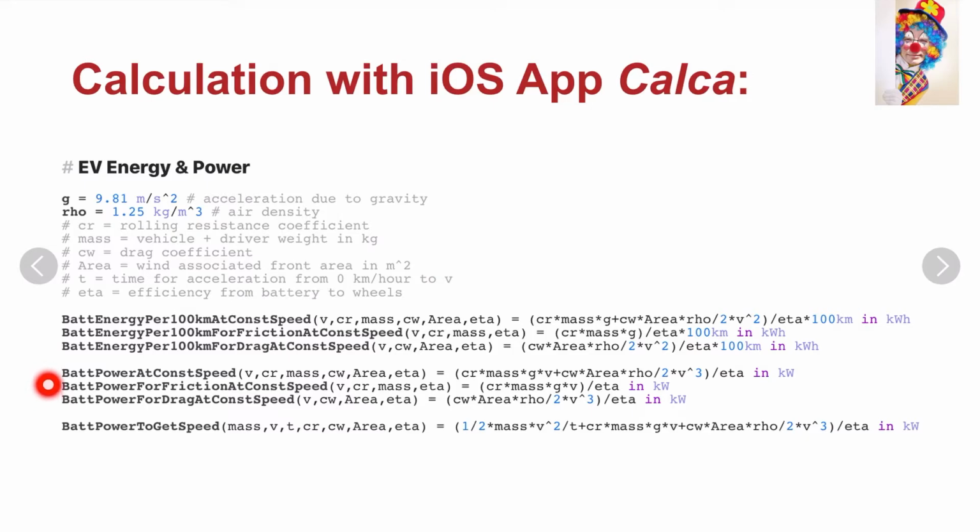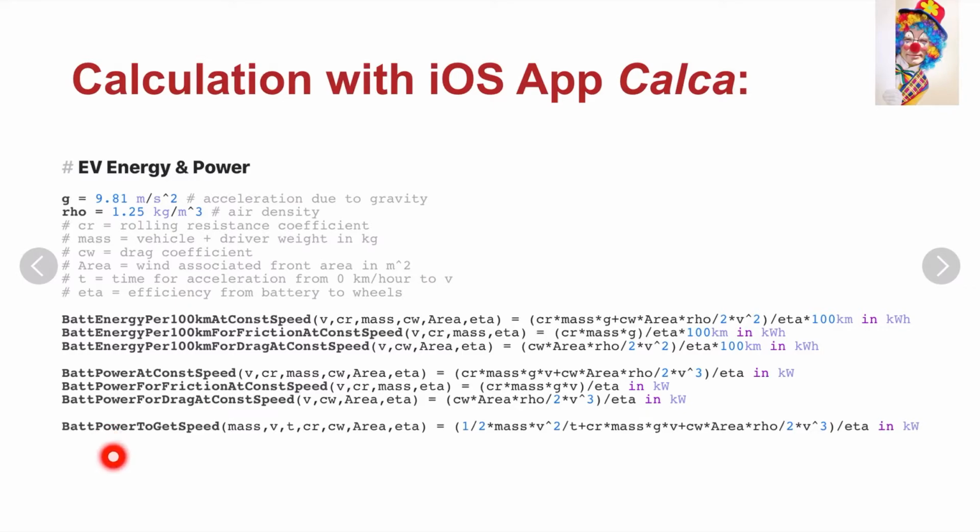The second bunch of equations is concerning the power. Also here, the total power for constant speed. This is then just multiplied with the speed v for getting the power. And also here we have the separation in a power which is needed for the friction and a power which is needed for the drag or for the wind resistance here.